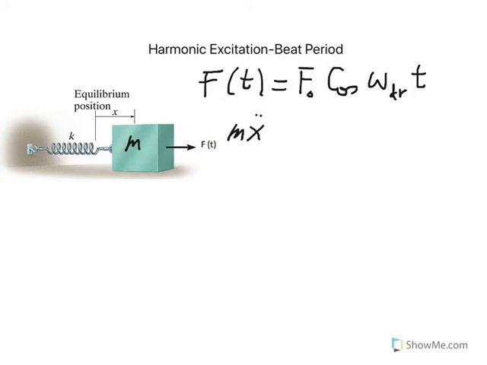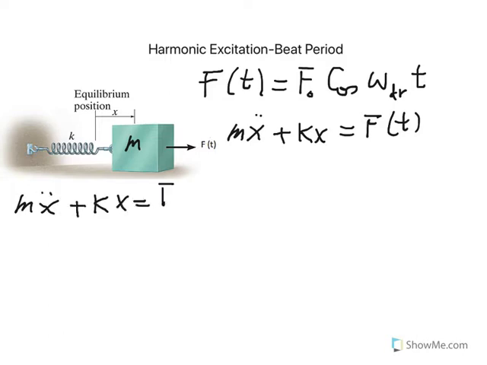Okay, so the differential equation of this system is obviously mx double dot, that's mass times acceleration, plus the force of the spring kx equal to the applied force f of t. Now remember f of t, rewrite it over here: mx double dot plus kx, and remember the force has some amplitude f0, cosine omega drt.